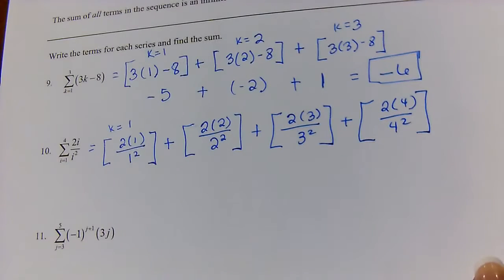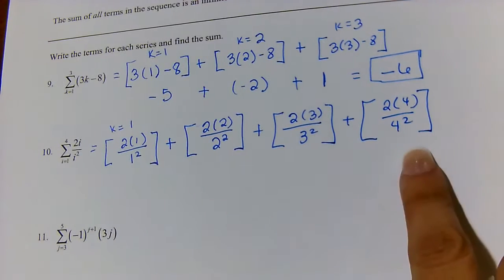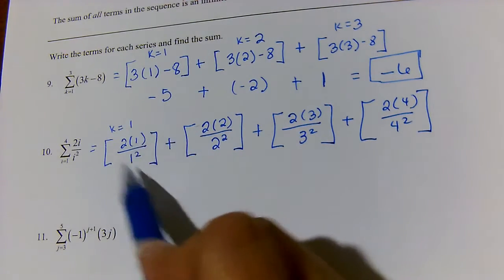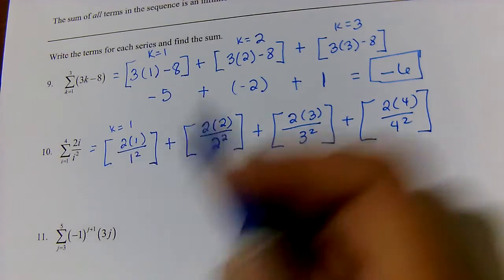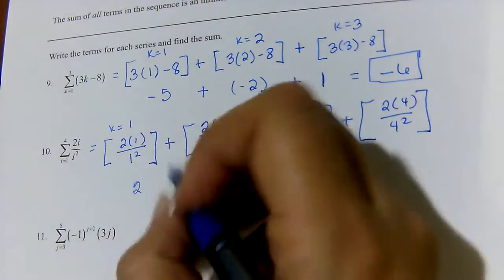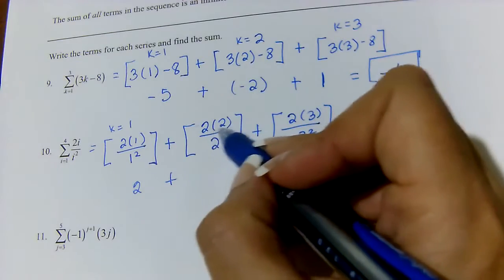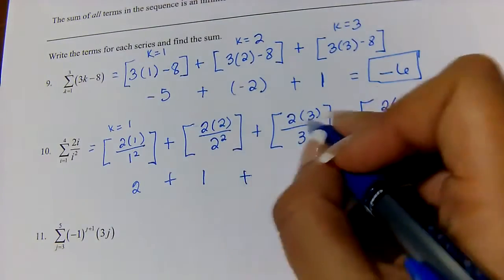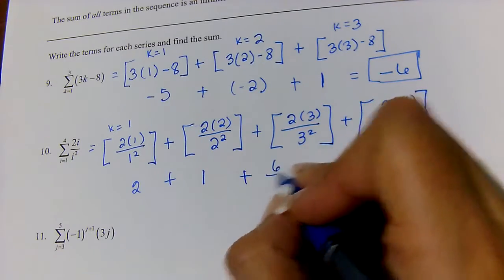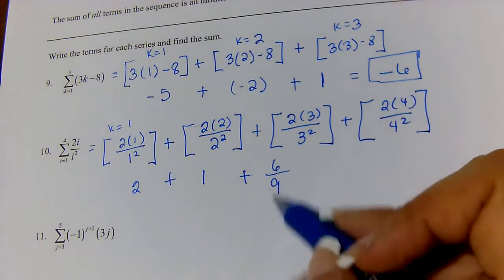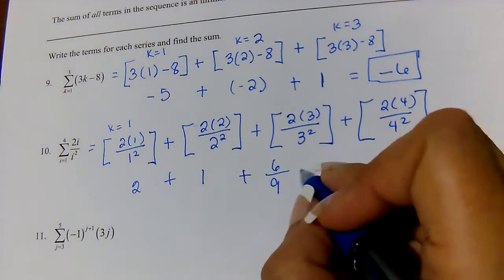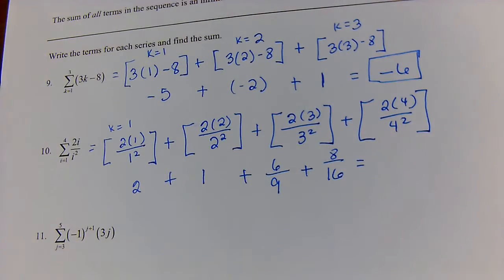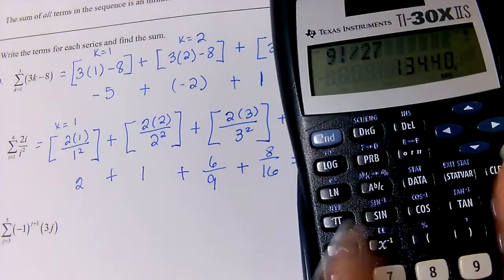Okay? All right? Once we do all of this, I would just suggest using your calculator. So I'm going to go ahead and do some of this by hand. 2 is here. Plus, this is going to be 4 divided by 4. That's 1. Plus 6 over 9. That's the same thing as 2/3, but I'll leave it like that for now. Plus 8 over 16. Okay, so let's go ahead and figure that out in the calculator.